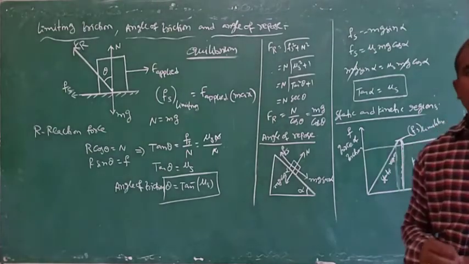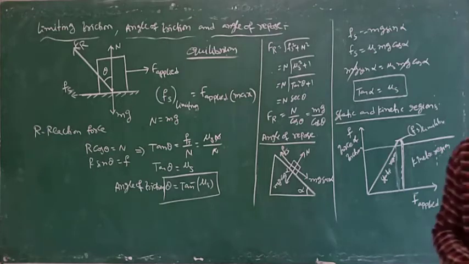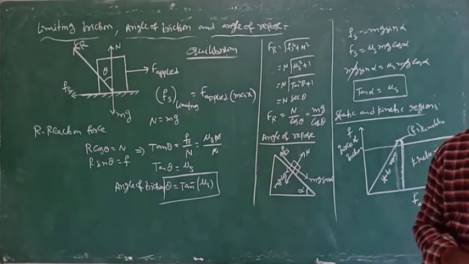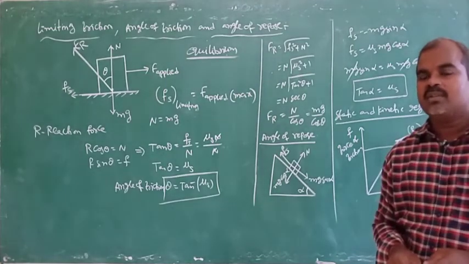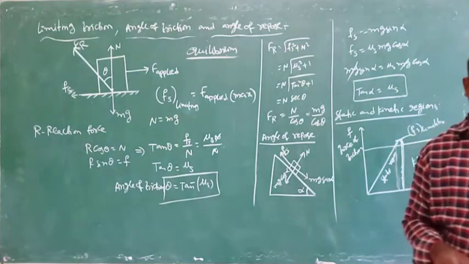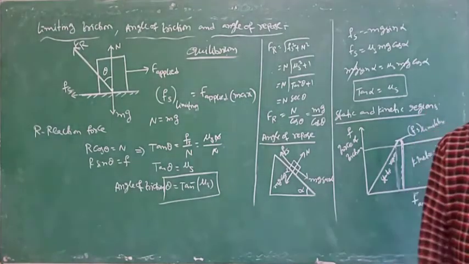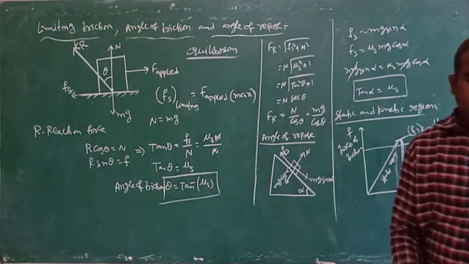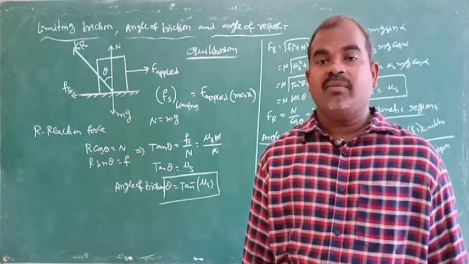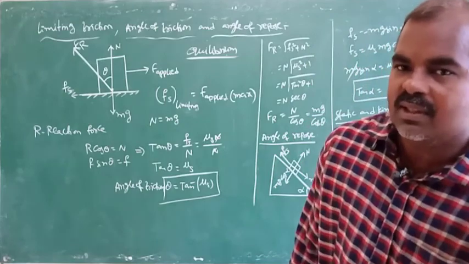Now, the coefficient of friction depends on the strength of the molecular interaction between the surfaces in contact. That is the first point. The second one is the roughness of the two surfaces. The force of friction depends on the roughness of the two surfaces in contact.